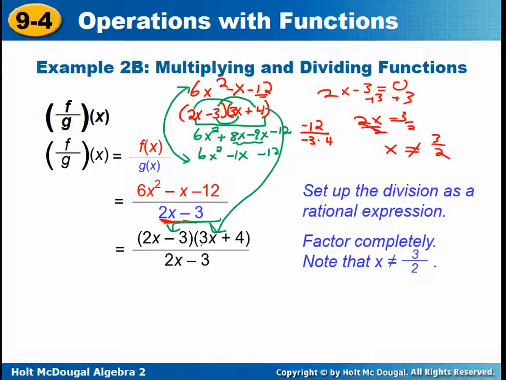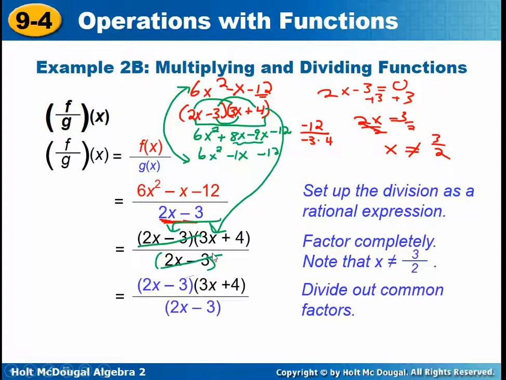2x minus 3 times 3x plus 4. Now the bottom was 2x minus 3 already. Now I see that I have a 2x minus 3 and a 2x minus 3. So now that I have the exact same factors, I can cancel. You cannot cancel until you have factored.